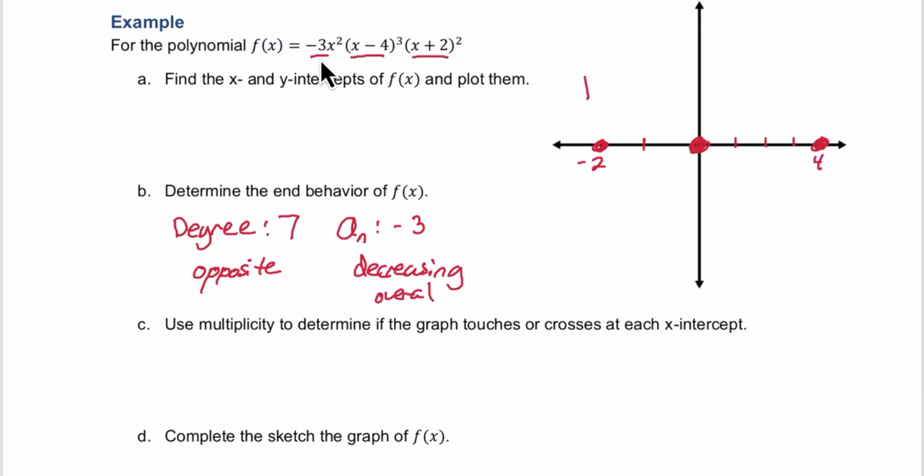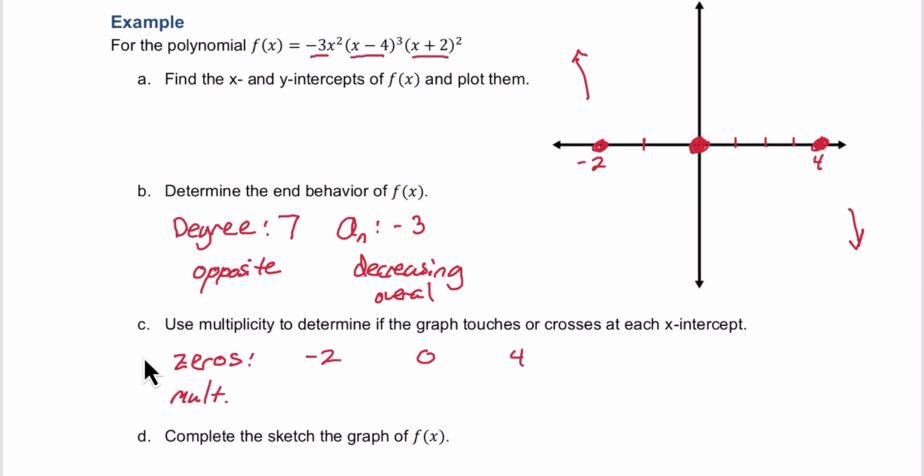So it's going to start pointing up on the left, but eventually it's going to start pointing down. Next, we'll look at multiplicity. So we'll identify the zeros, which we found to be -2, 0, and 4. And we'll also then talk about their multiplicity.